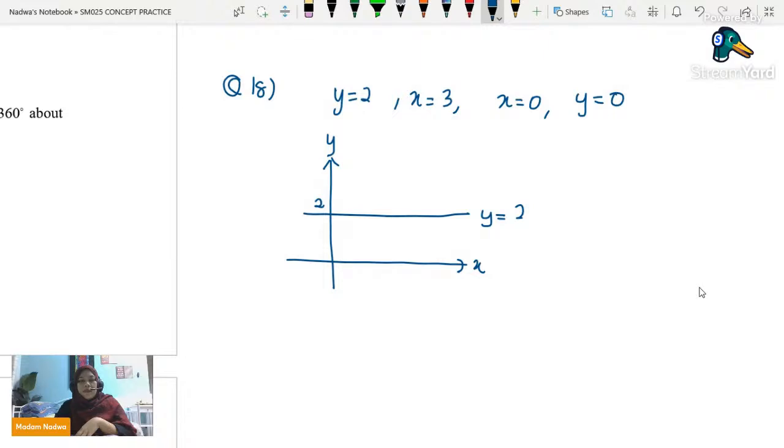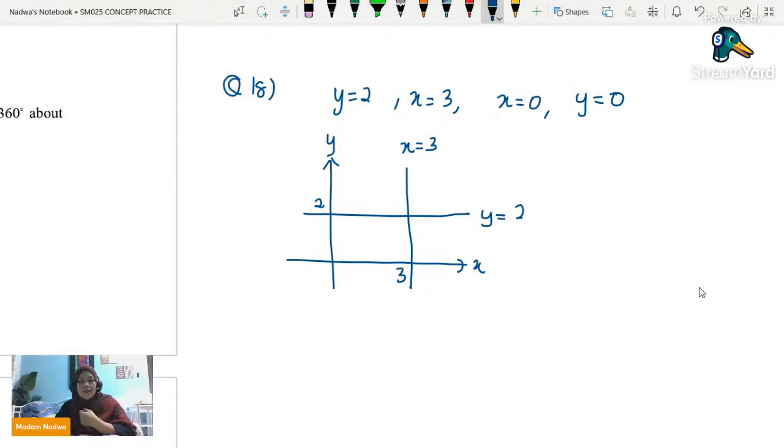X sama dengan 3. Of course lah dia kena berada dekat atas X. So kalau 2 kat sini, so 3 macam dekat sini lah. So ni 3. So ini nama dia line X equals to 3. X equals to 0 sebenarnya adalah paksi Y. Y equals to 0 adalah paksi X. So ni adalah Y axis, ni adalah X axis lah sebenarnya.